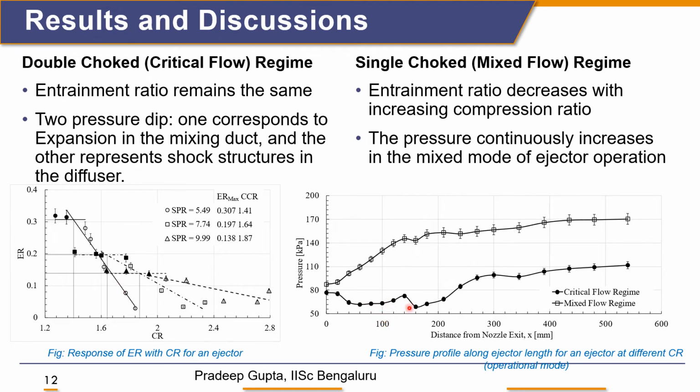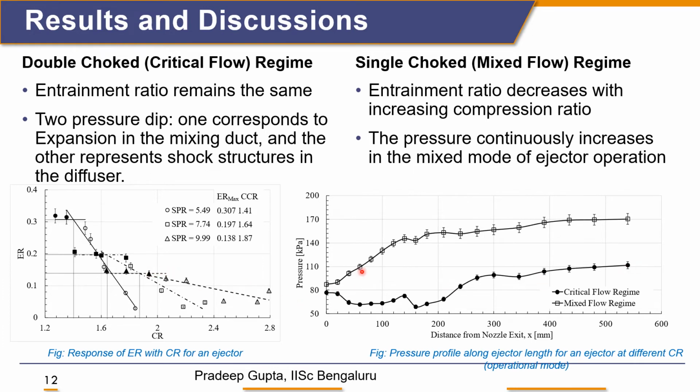Here, these are the pressure profiles in the mixed flow region and the critical flow region. This dip in the pressure corresponds to the primary flow expansion in the mixing cylinder, while the other dip corresponds to the expansion of the supersonic flow in the diffuser, and this steep rise in the pressure corresponds to the shock structures inside the diffuser section. The flow turns subsonic, and the gradual pressure rise corresponds to the subsonic pressure recovery.